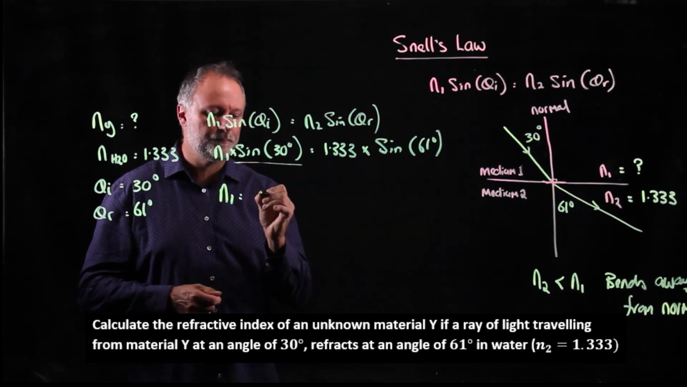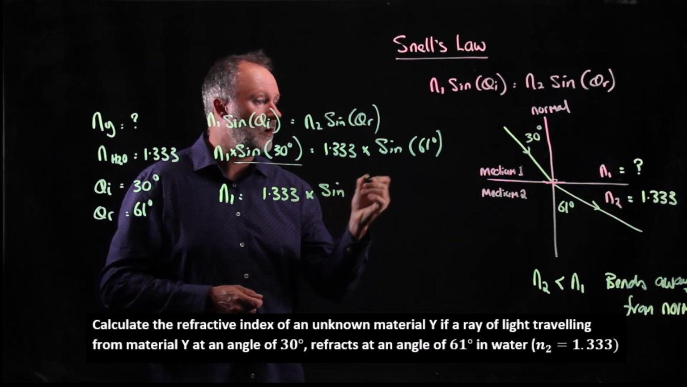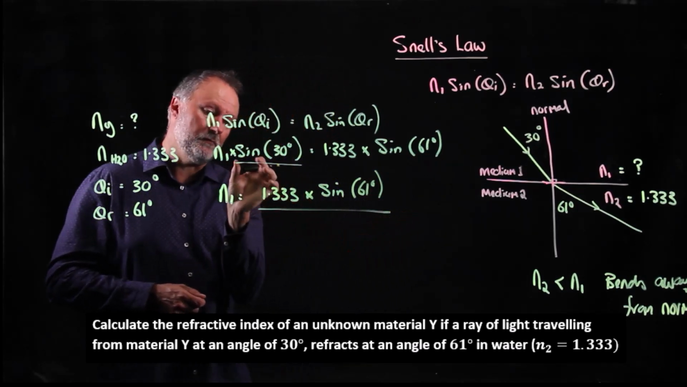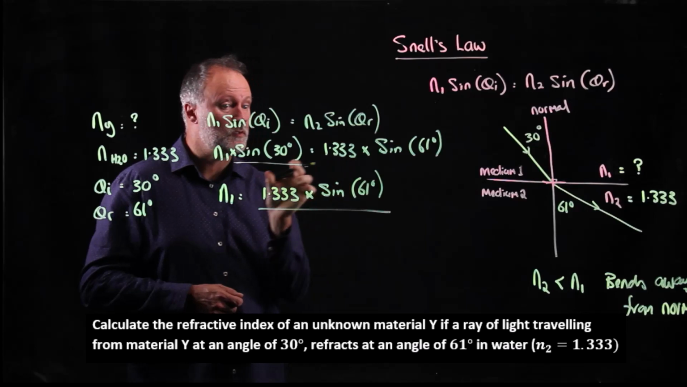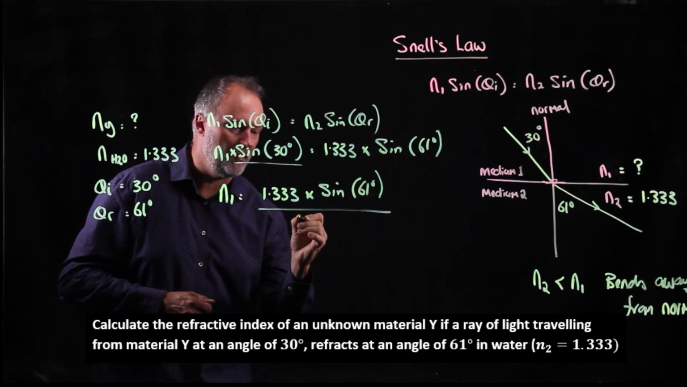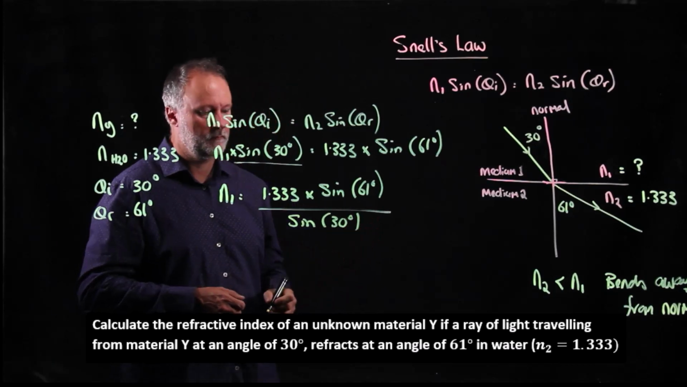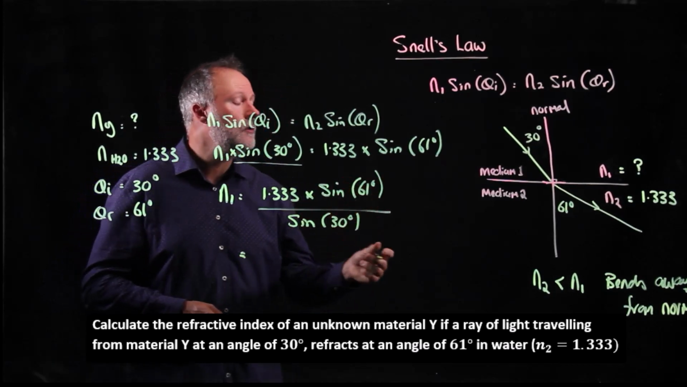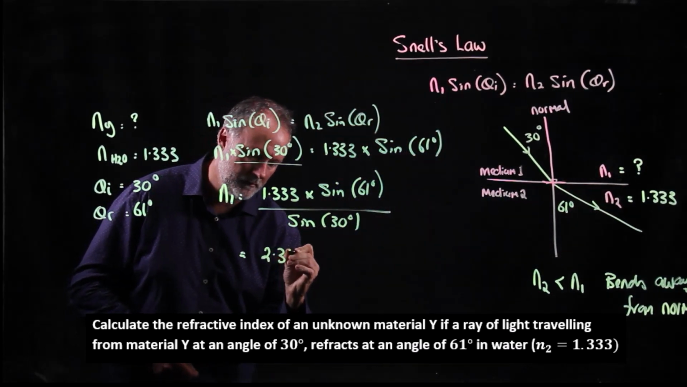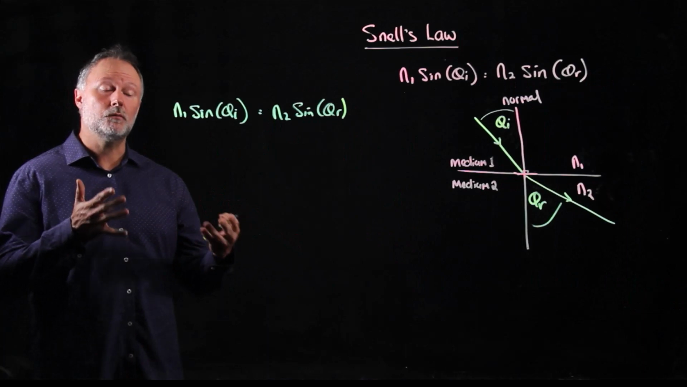It's the reverse mathematics. So I've got 1.333 times sine 61 degrees, all of which has been divided. Instead of multiplying by sine 30, I'm dividing both sides by sine 30, which cancels out here and leaves me with N1. But what I do on this side, I must do on the other side. So I'm dividing by sine 30. If I do my work for that, I find that N1, the unknown refractive index for material Y, has a value of 2.33. Example 4 completed.